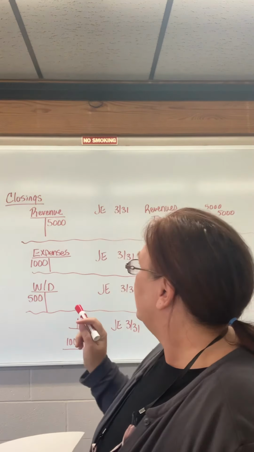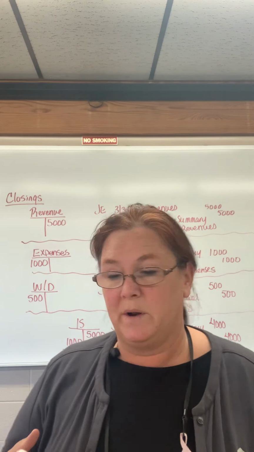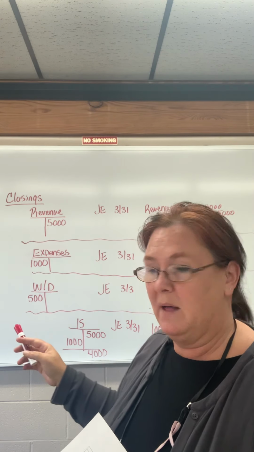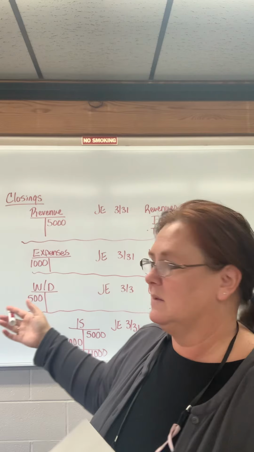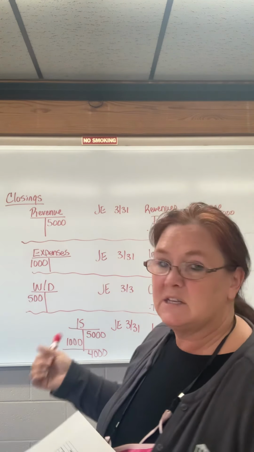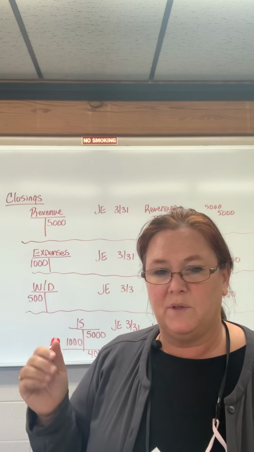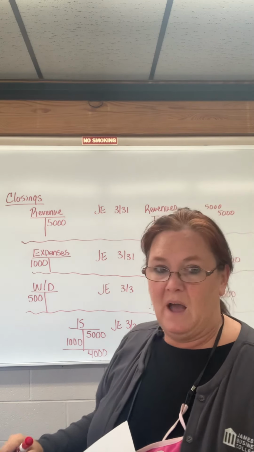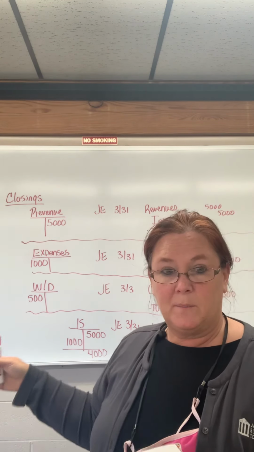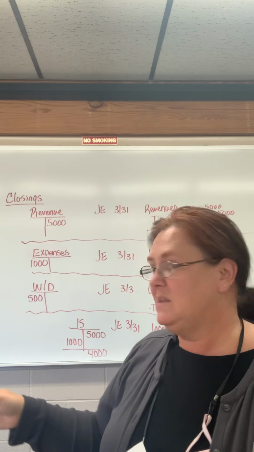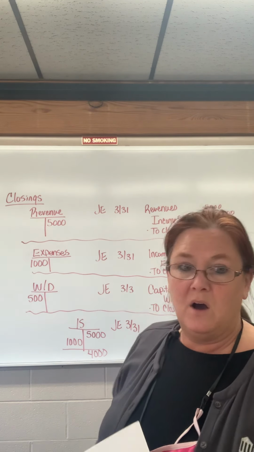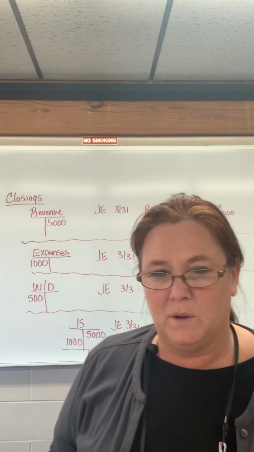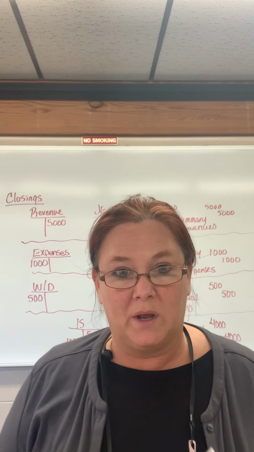On the board, I put the T accounts, just like I did this morning. All revenues have normal credit balances, so I have 5,000 here. Expenses are part of AW, so they're always on the debit side. Their normal balance is a debit, so I have a debit balance of 1,000. Withdrawals are part of AW as well, so they are always debits. Therefore, we have a debit of $500. An income summary doesn't typically have a normal balance because it's not an account that we use anytime other than doing closing entries.